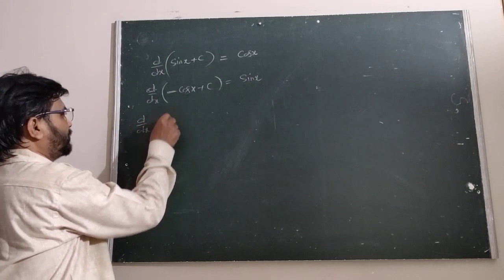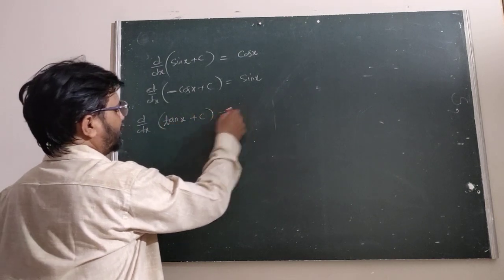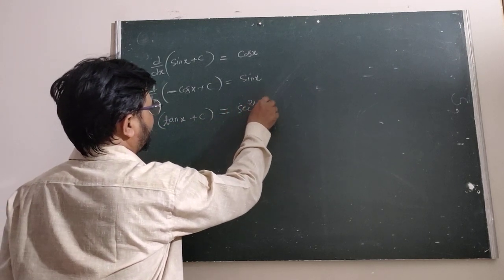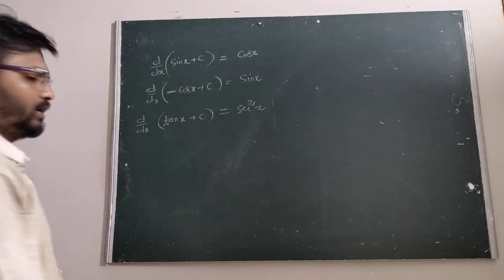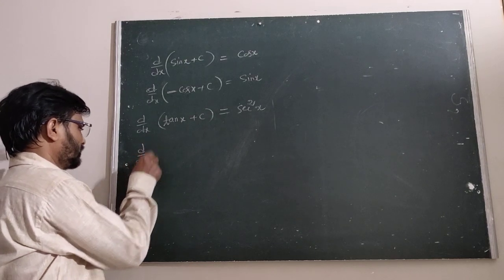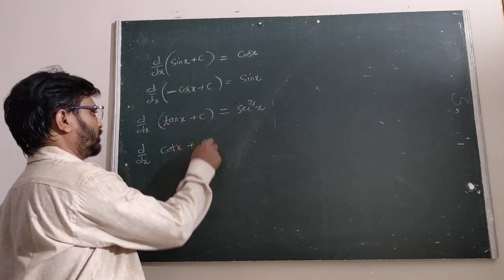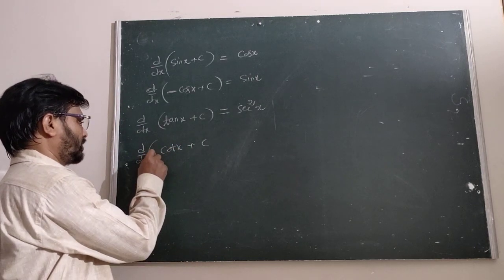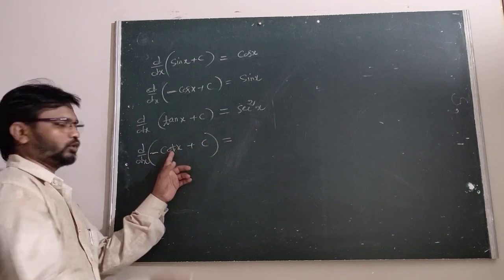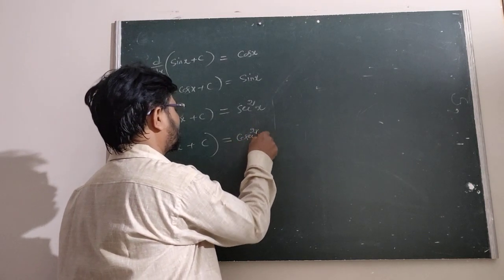Now the d by dx of tan x. We know that the derivative of tan x is secant square x. Now the d by dx of cot x, we know that it is minus cosecant square x. The derivative of cot x is minus cosecant square x, and minus of minus is plus, so this is cosecant square x.